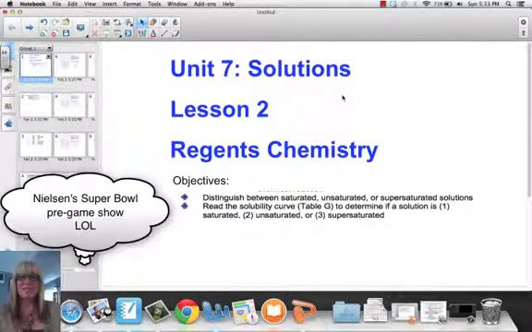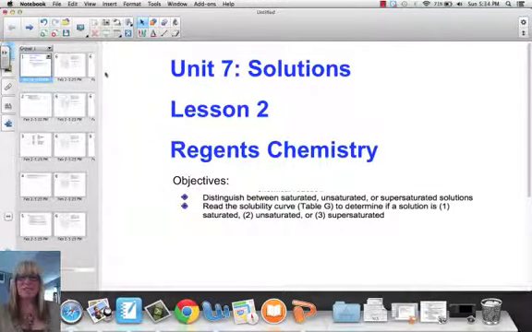Okay, this is lesson 2, solutions, and this is going to be a short lesson. We're just going to concentrate on solubility curves, which we were talking about in our last class. So just kind of going to bring it all together and review what we've already done. We're going to distinguish between saturated, unsaturated, and supersaturated solutions. We're going to learn how to read Table G and determine whether a solution is saturated, unsaturated, or supersaturated.